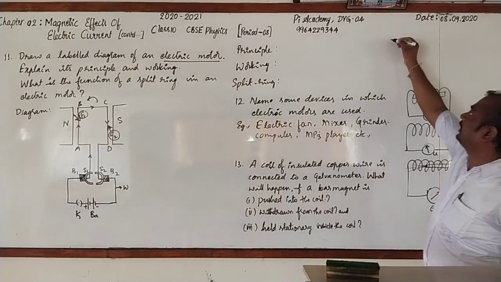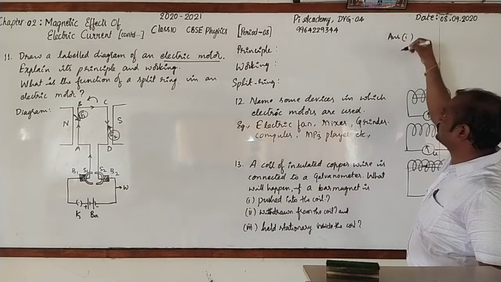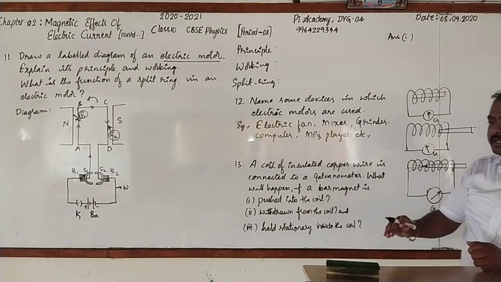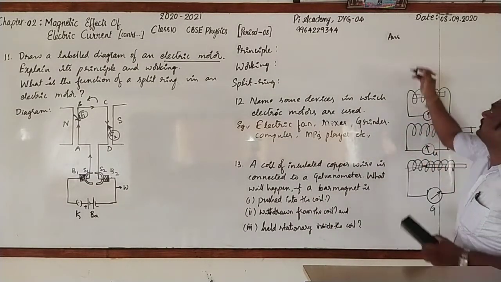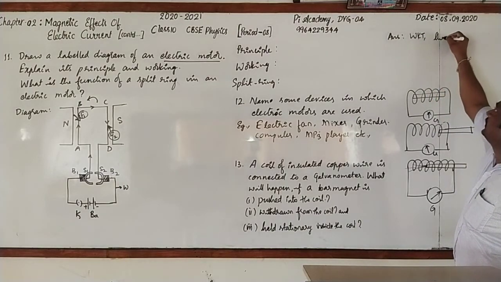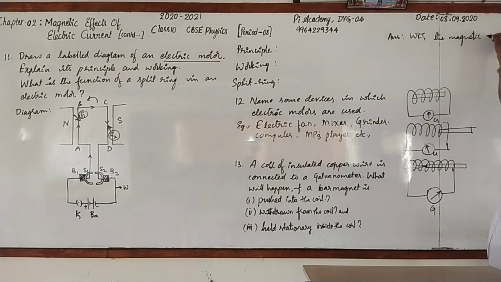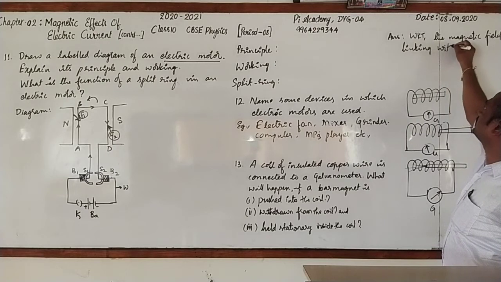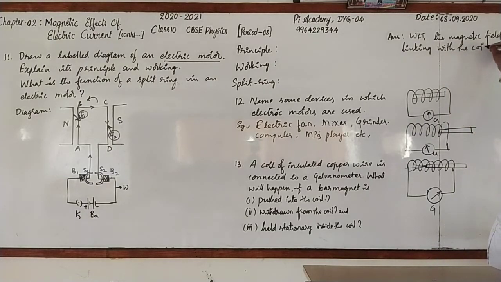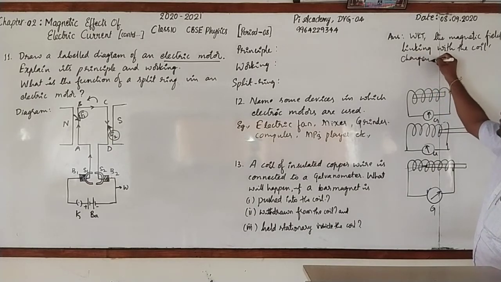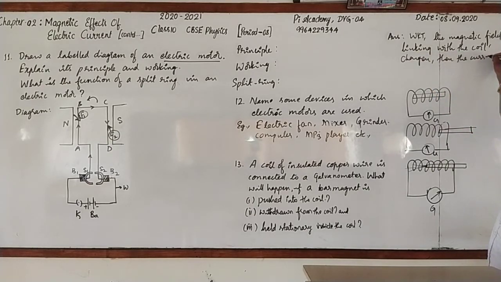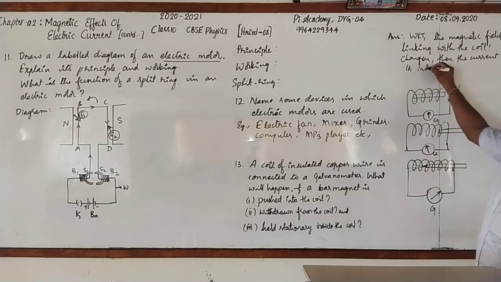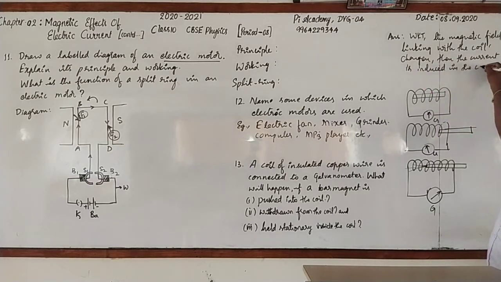Okay, now let me go for writing the answer for all these one by one. The first one is, first a very simple thing. One important point is to be written. That is, we know that if the magnetic field linking with the coil changes, then the current is induced in the coil. Then what do you call that current? Yes, it is induced current.